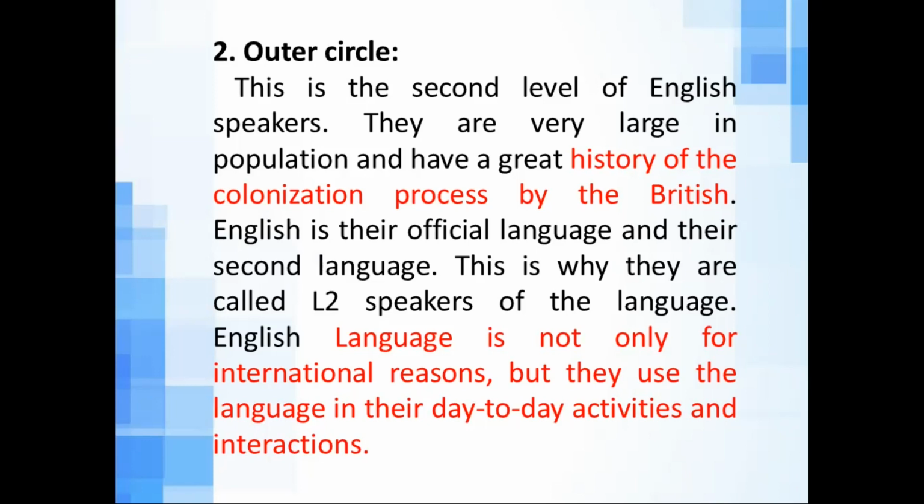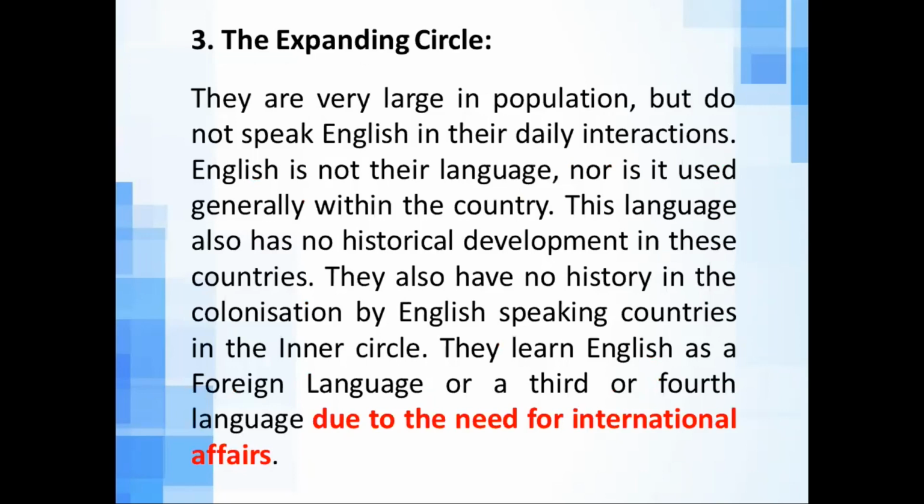Countries like Singapore, Malaysia, Pakistan, and including the Philippines belong to the outer circle. Aside from colonization, there is also a different reason why English is used, and these countries belong to the expanding circle. These countries are very large in population, but they do not speak English in their interactions. English is not their language, nor is it used generally within the country.